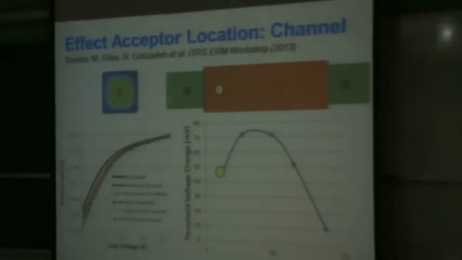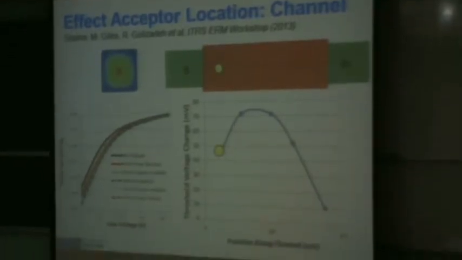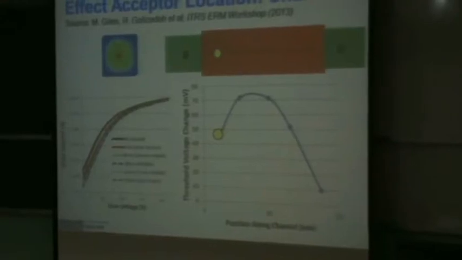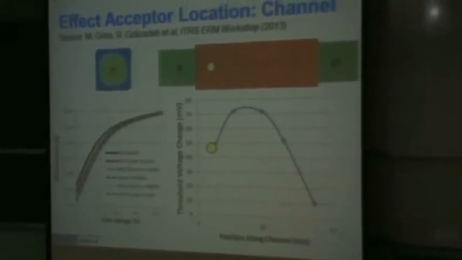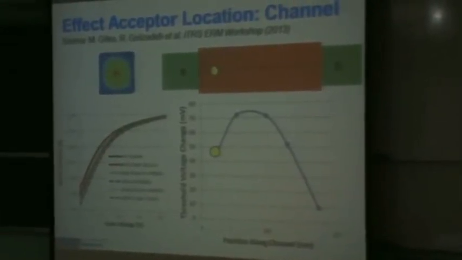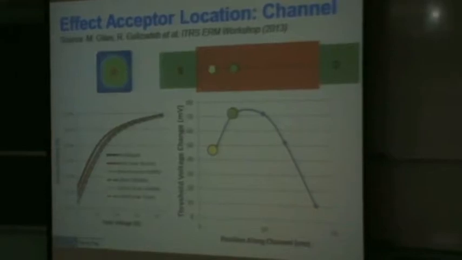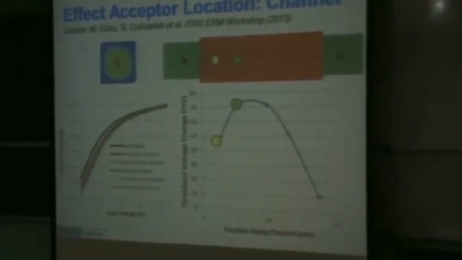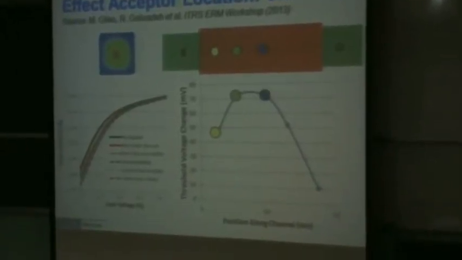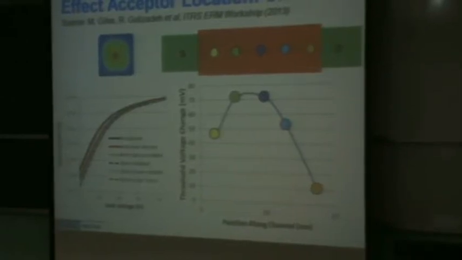So if we look at the device and we put the random dopant near the source, we see about a 50 millivolt change in VT. It increases 50 millivolts. If we put it a little bit more into the channel, it actually has a bigger effect on the barrier, and a little bit larger effect on the VT. As we move it to the drain, it becomes less of an issue.